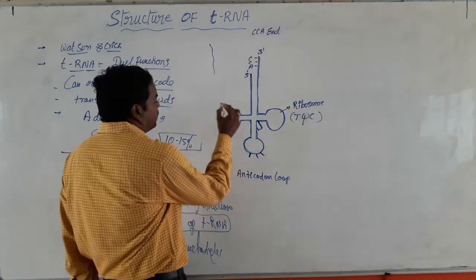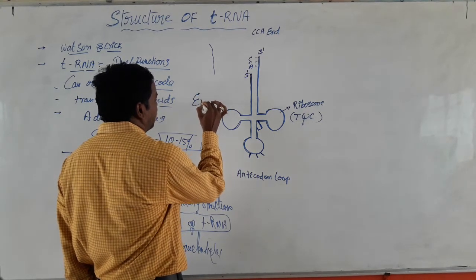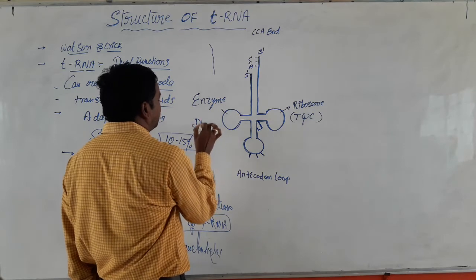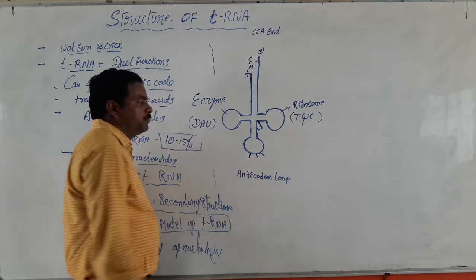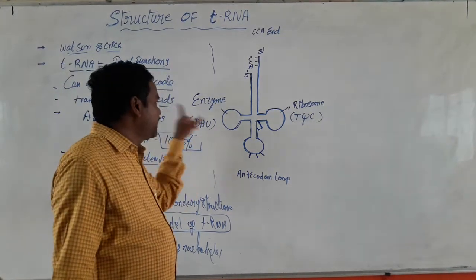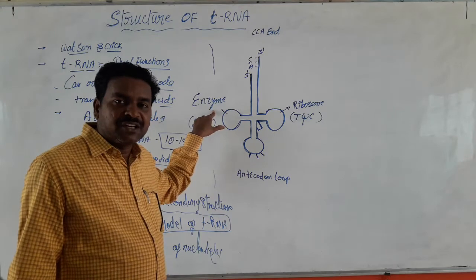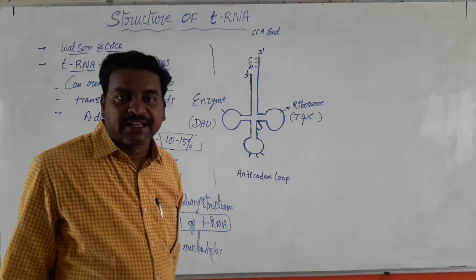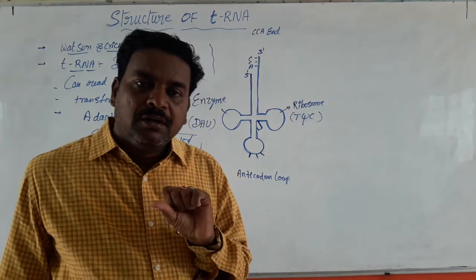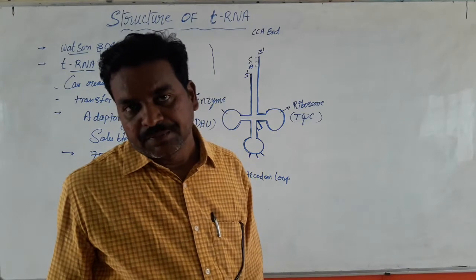Similarly, the left side loop is responsible for recognizing the enzyme. This is also called the DHU loop. The left side loop is called the DHU loop. And what is the importance of this loop? It recognizes the enzyme. But what is the importance of the enzyme? The enzyme is responsible for the activation of amino acid.